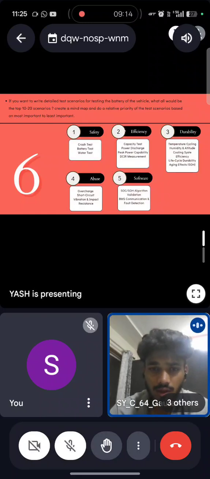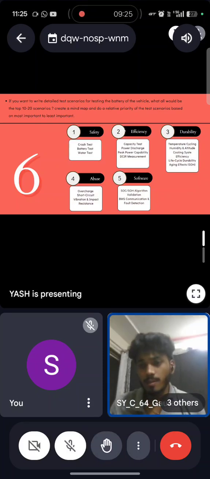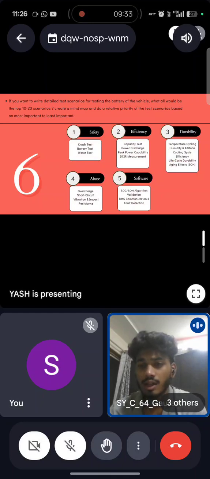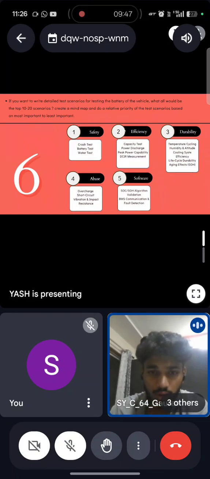Safety: crash test, battery test, water test. In efficiency, there is capacity test, power discharge, peak power capability, and DCIR measurement. Again, durability: temperature cycling, humidity and altitude, cooling system efficiency, life cycle durability, and aging effects. Here, software: SOH algorithm validation, BMS communication and fault detection, and abuse: overcharge, short circuit, vibration and impact, and resistance.